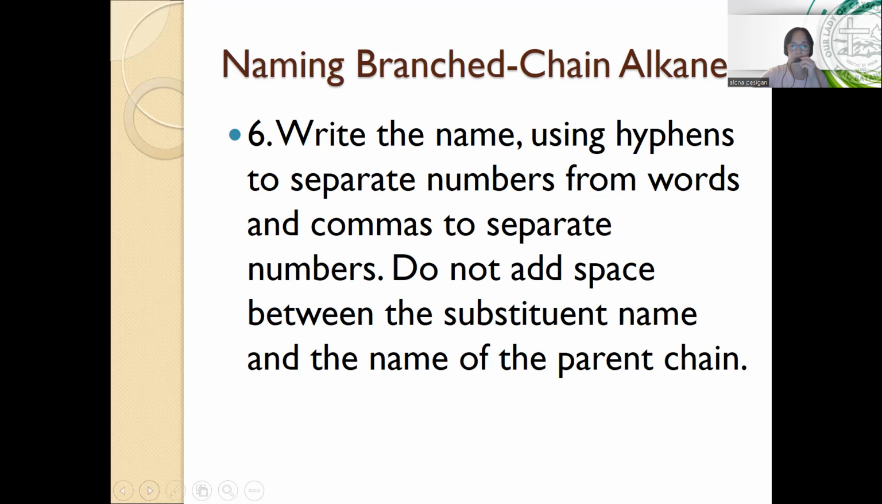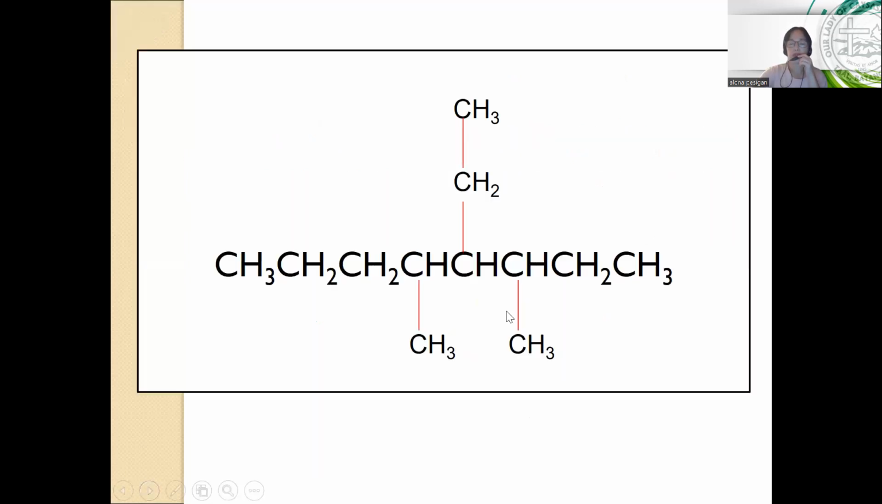Okay, let's check this example. So this will be the parent, and these are substituents. Number in a way that you start at the end closest to the substituent. So obviously you are going to start numbering here. This will be carbon number 1, then 2, 3, and so on. This substituent is methyl, and there are two, so you have dimethyl, and it falls on numbers 3 and 5. And on number 4, you have ethyl.